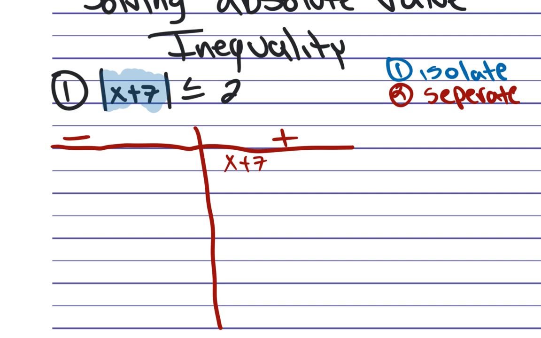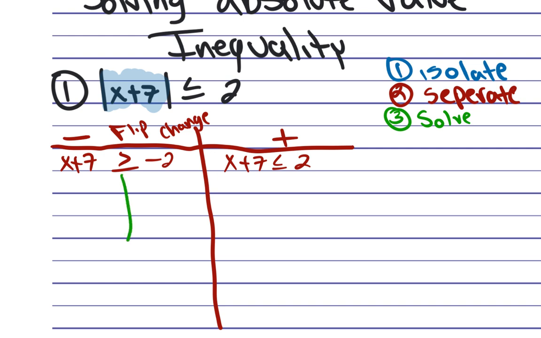They both have x plus 7. The positive is going to stay exactly the same. But for the negative, I am going to flip and change. So my 2 does become negative. When it's changed, we change the sign. But my inequality is going to flip around. After that step, I can continue to solve.